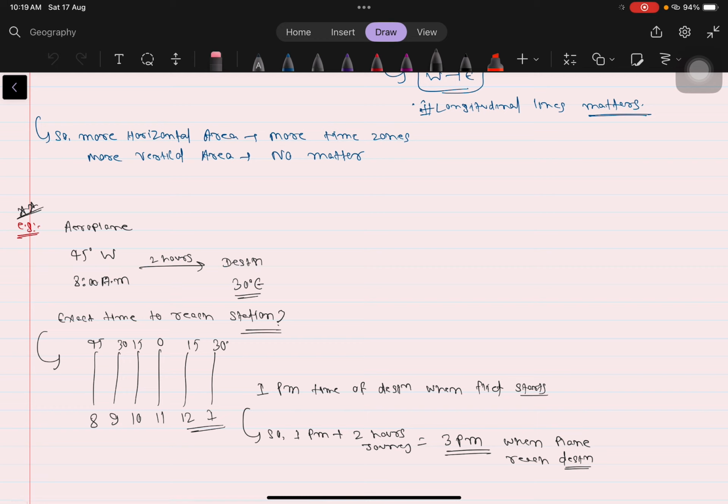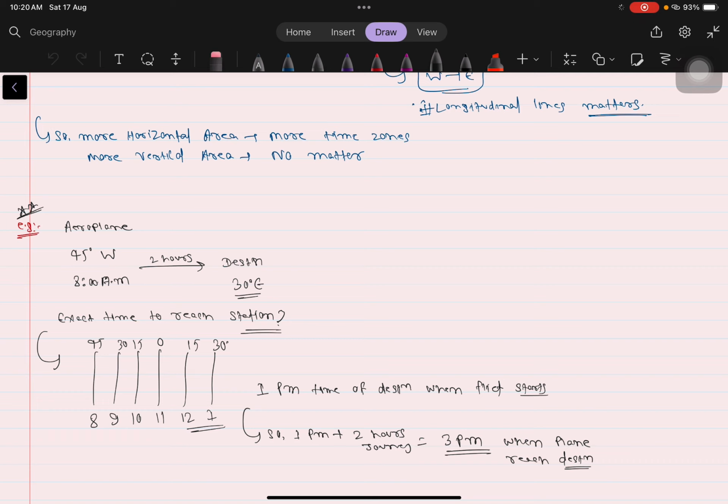Now this is the most important example. Here an aeroplane is at 45 degrees west and 8 a.m. is the time there, and its destination is at 30 degrees east. Then what's the time, and it takes 2 hours to reach from source to destination. So what will be the time when it reaches the destination?